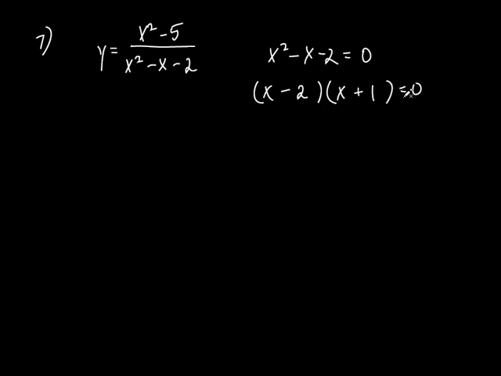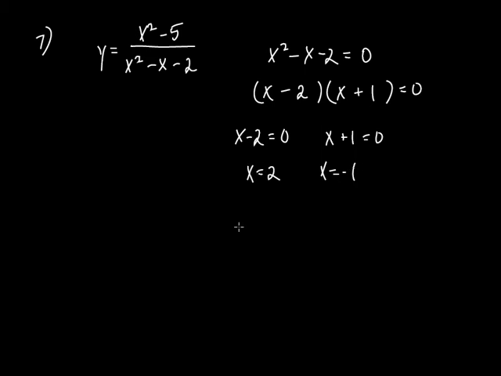Now, if they're both multiplied together and equal 0, what do we do with both of those? We set them each equal to 0. That's right. So we set that equal to 0, and we set that equal to 0, and then we solve for x. Add 2 to both sides, x equals 2. Subtract 1 from both sides, x equals negative 1. Those are my vertical asymptotes.